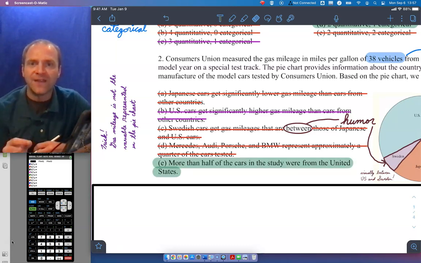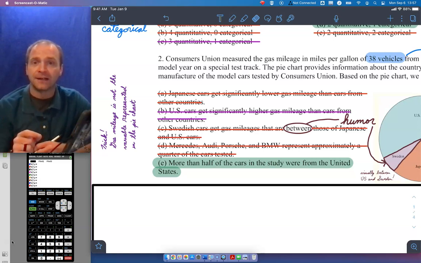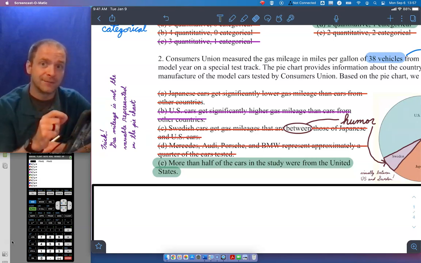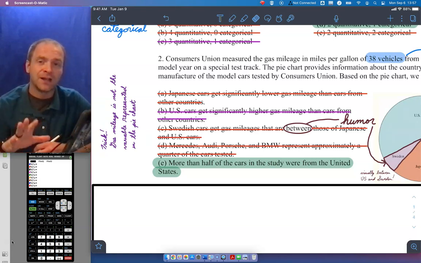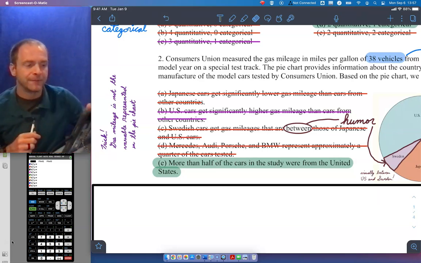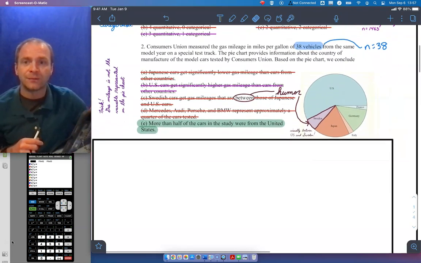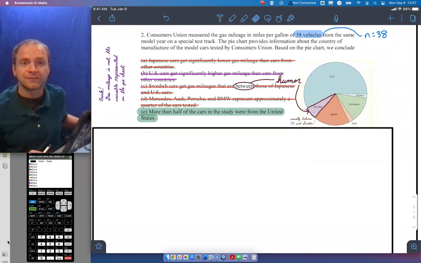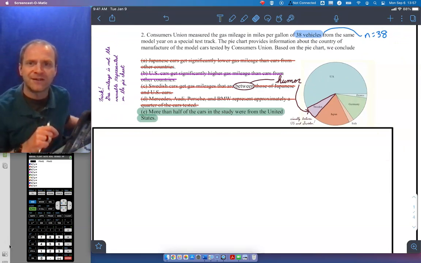You have to be very careful with the reading. And this is a very good example to get your brain to start thinking about, what am I looking at? What does the graph represent? And so we're going to move on to number 3, which will continue to use this pie chart. And I'll take into consideration, notice I've highlighted there that there are 38 vehicles.